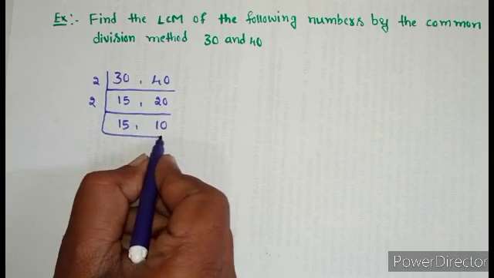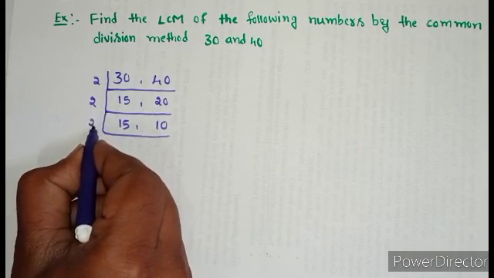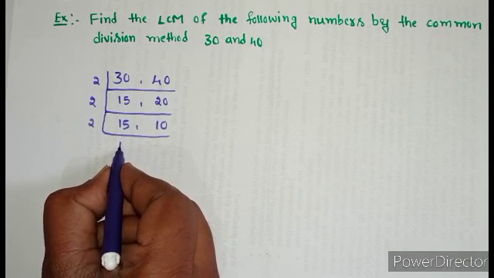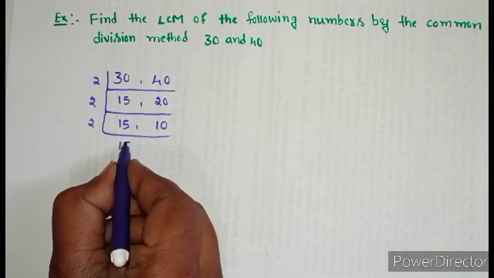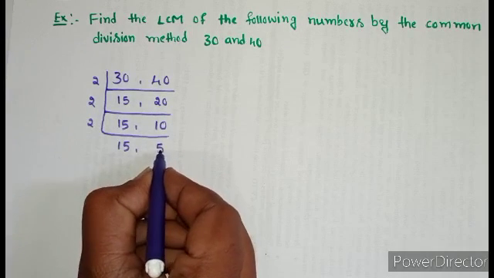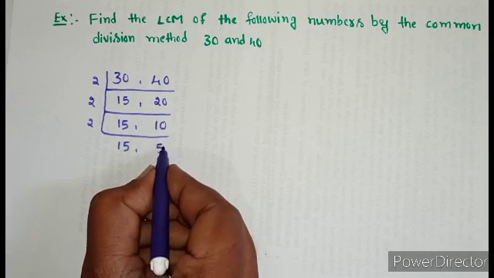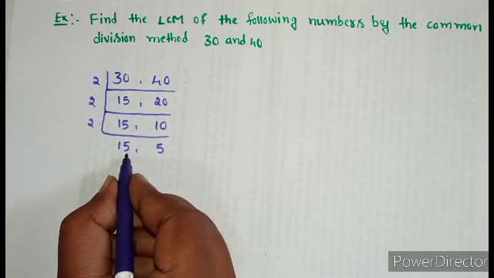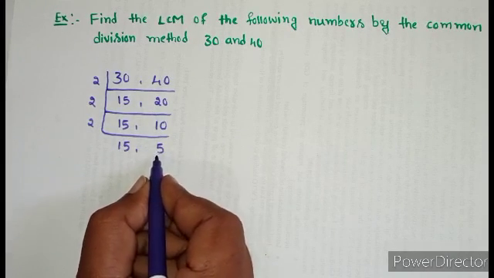Okay, all of you see here. From 2 again we can't divide, right? So bring down as it is. 15 here, and here 2 5s are 10. Okay, here 10 divides, right? 2 5s are 10. Okay, and again here we got 15 and 5.